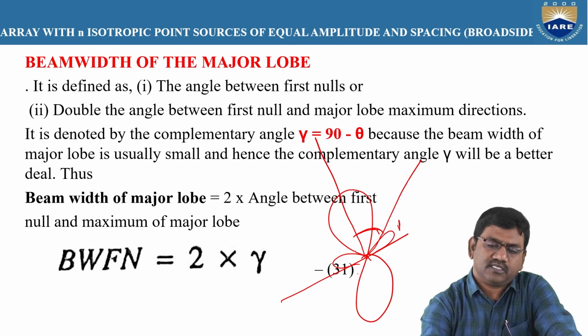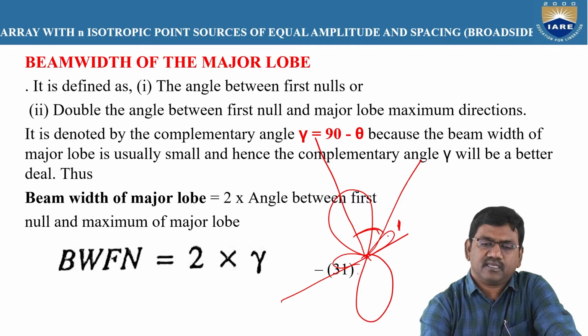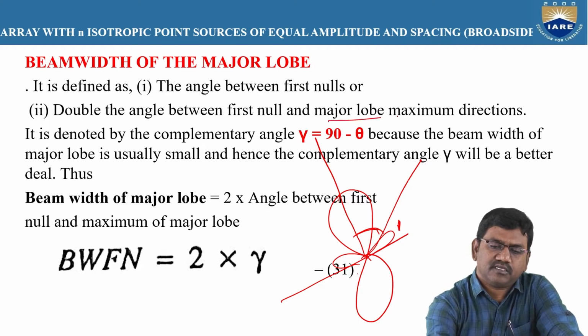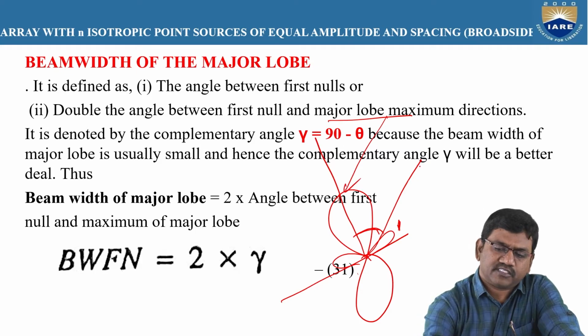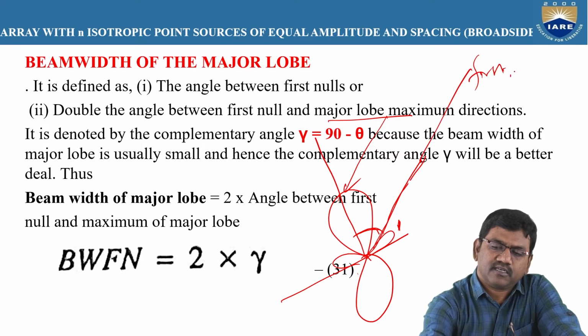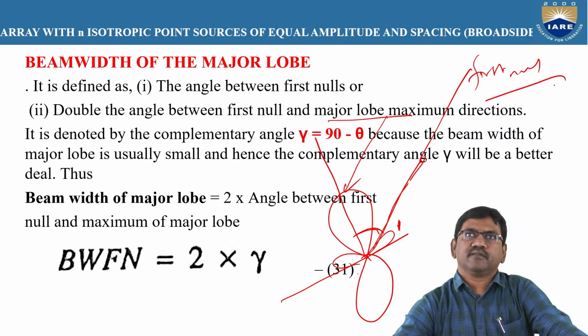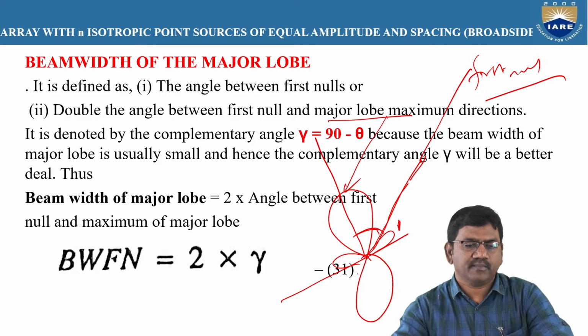This is half portion and this is half portion. That means double the angle between the first null and the major lobe maxima. So this is the major lobe maxima and this is the first null. So this is also one method to determine the beam width of the major lobe.